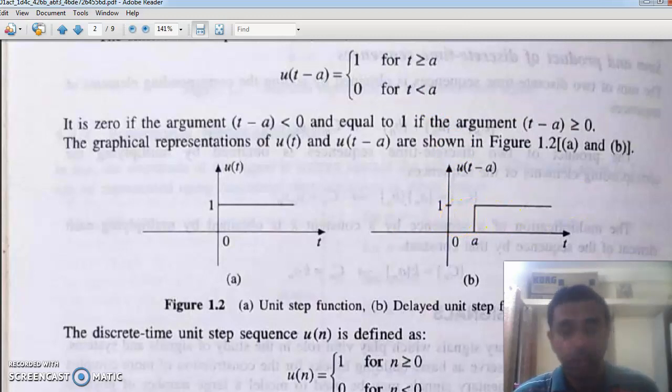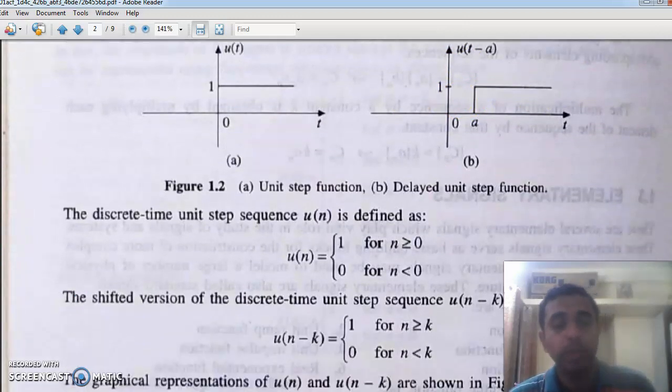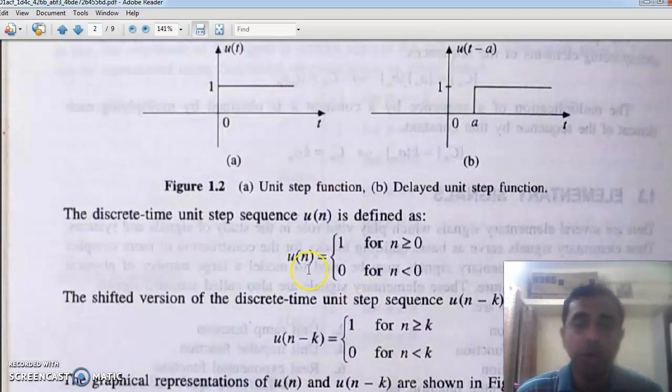Now similarly, you can see what a digital step function is. Instead of t you have n, and see the definition. Very simple. If you know u of t, you can easily understand u of n. That is equal to 1 for n greater than or equal to 0, and it is equal to 0 for n less than 0.